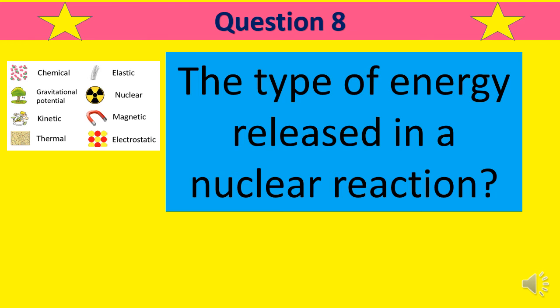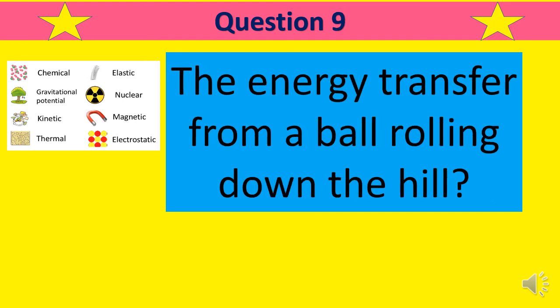Question number 8. Your second challenge question. The type of energy released in a nuclear reaction. 3, 2, 1. Well done if you said nuclear energy. Question number 9. Your final quiz question and your third challenge question. The energy transfer from a ball rolling down the hill. It's going to be one energy store to the other energy store. Which two does it link to?